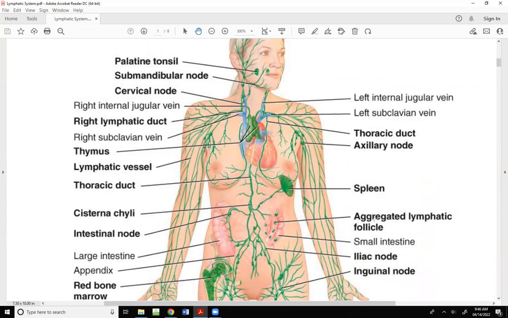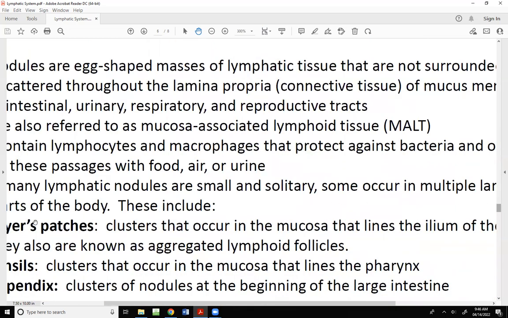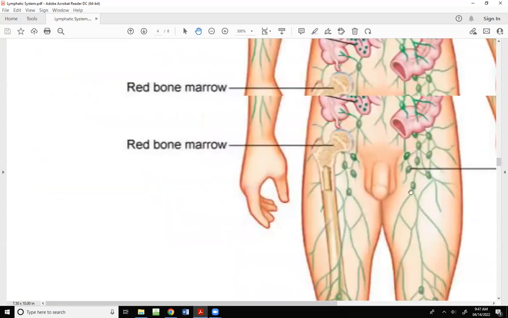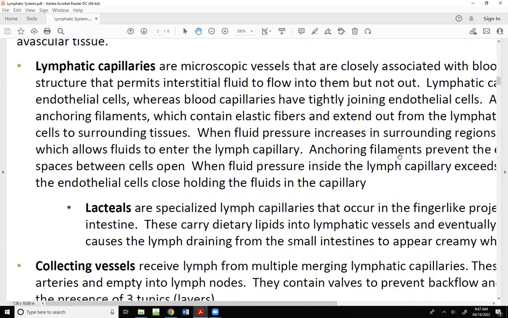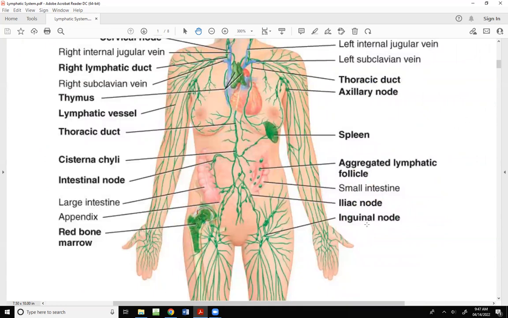These structures called aggregated lymphatic follicles, excuse me, not fossils, follicles. I want you actually to rename those as Peyer's patches. And as you can see, we'll talk about those later in the lecture. All right, and then I want you to know the iliac node and inguinal node that are labeled.